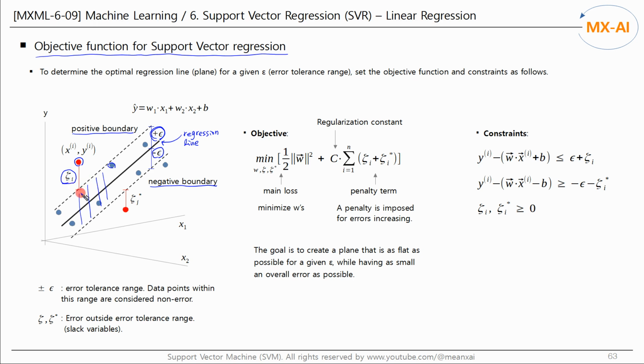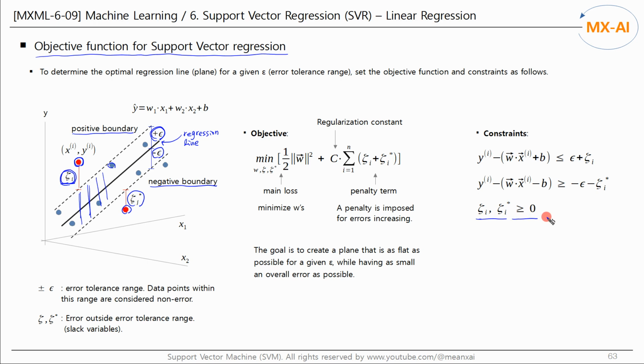The data points between these boundaries have no errors, so their zetas are all 0. The data points outside these boundaries have zetas greater than 0. The error of a data point above the positive boundary is called zeta, and the error of a data point below the negative boundary is called zeta star. Zeta and zeta star are slack variables and are both greater than or equal to 0.